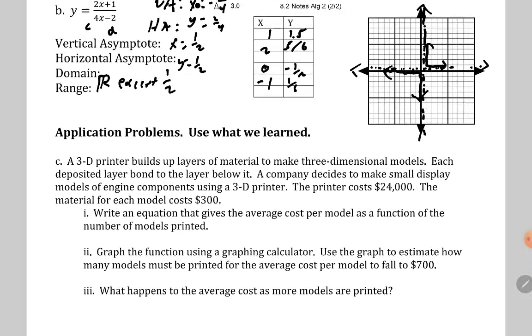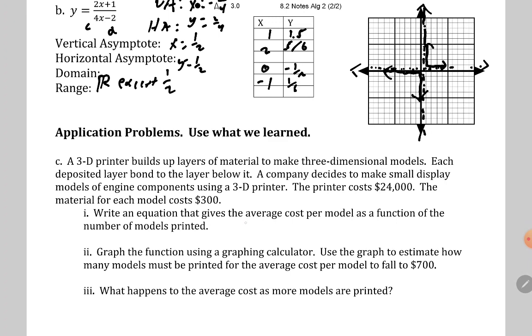A 3D printer builds up layers of material to make three-dimensional models. Each deposited layer bonds to the layer below it. A company decides to make small display models of engine components using a 3D printer. The printer costs $24,000. The material for each model costs $300. Write an equation that gives the average cost per model as a function of number of models printed.